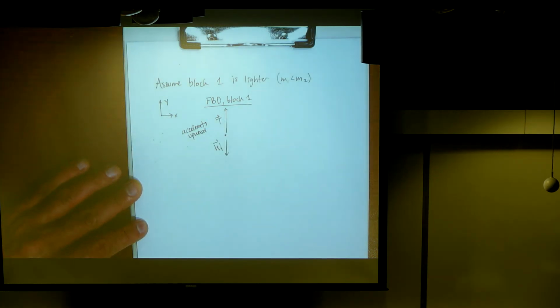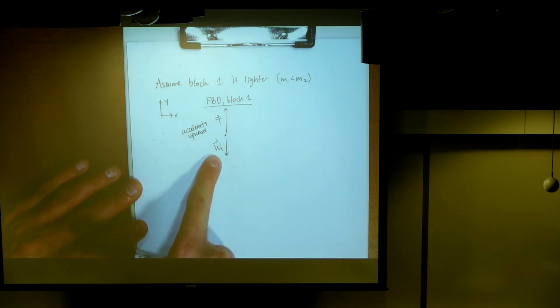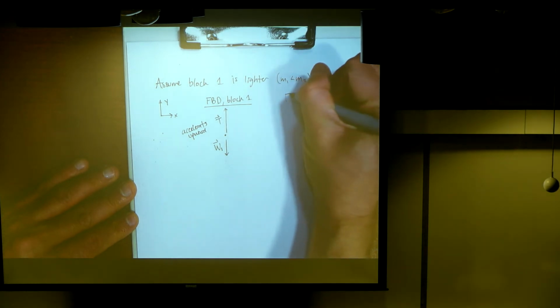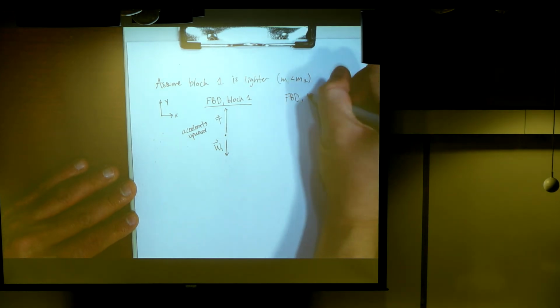Okay? And I'm going to call this W1 because we're also going to have the weight of block 2, and I don't want to confuse it with that. Okay? Now let's do the free body diagram of block 2.